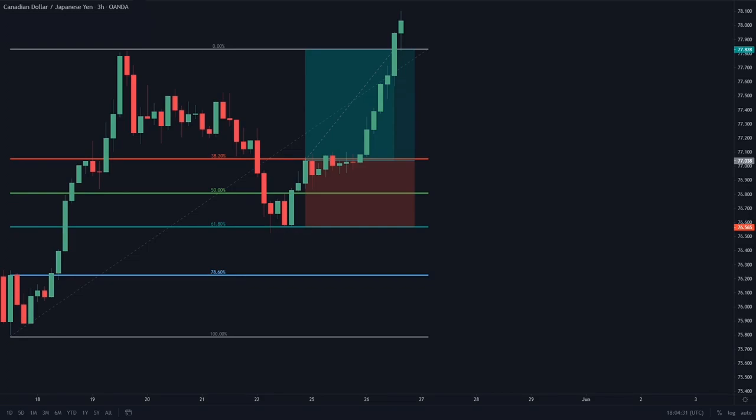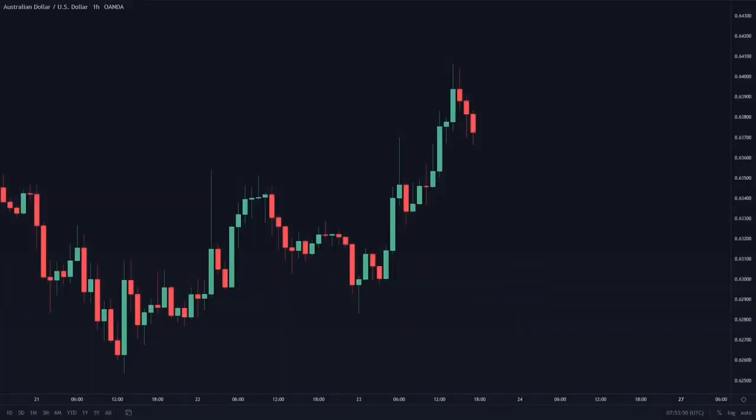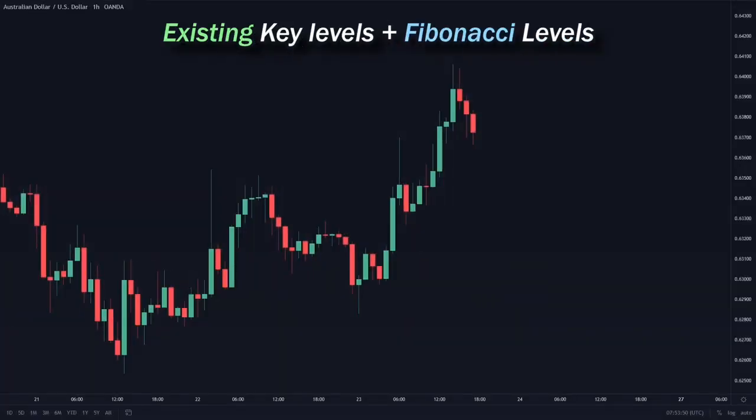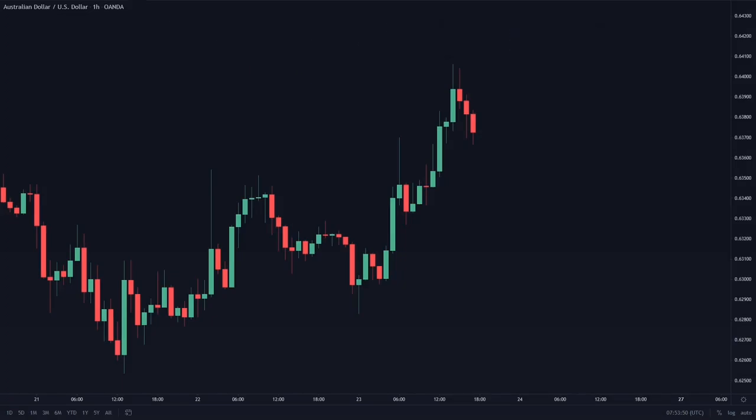Now moving on. You can also combine existing support and resistance levels with Fibonacci levels to create an area of confluence, like in this example. So here, we can see that the price went up and made a slight pullback, and so you can apply the Fibonacci tool to predict the end of this pullback.